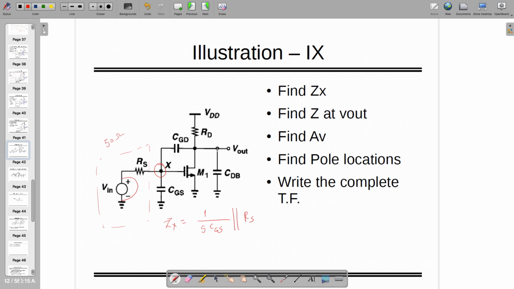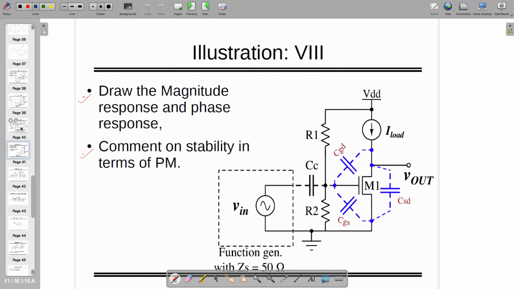Similarly, Z at Vout is equal to CDB in shunt with, if you're looking upside, it's RD, and if you're looking at downside, it's RO1. However, looking at the CGD, which is actually decomposed over here, while considering the fact that M1 gain is infinity, then this is CDB plus CGD. By the way, there is one small mistake. CSD is a very small number, by the way. So you can drop that and you can only use CDB rather than CSD. CSD is very small.